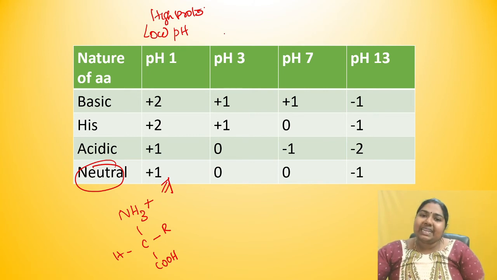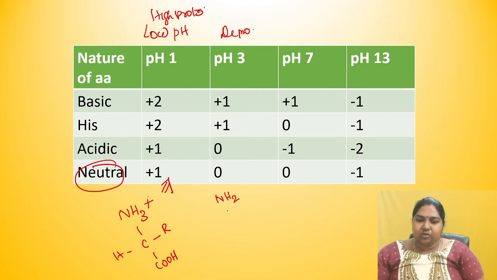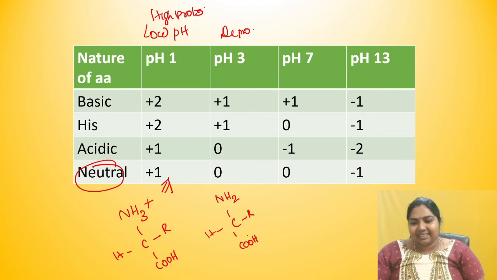Next, you increase the pH. If you increase the pH, it is becoming deprotonated. So it becomes NH2. One proton is lost: NH2, C, R, H, COOH. Now will it have a net charge? Will it have a net charge? No. The net charge is becoming 0 because this doesn't have charge, this doesn't have charge. So the net charge is becoming 0.